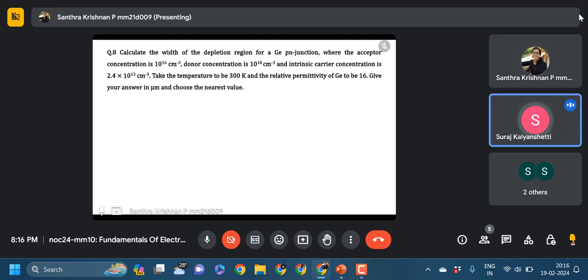Permittivity is required. Relative permittivity is given, so multiply epsilon r into epsilon naught. Yes, it's given. So you just have to put in the values. The 300 is not required.